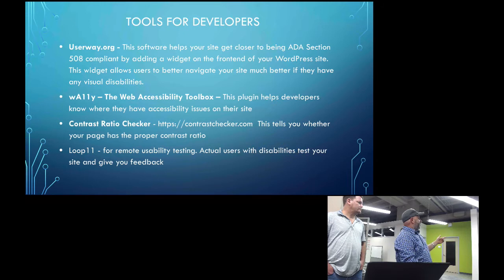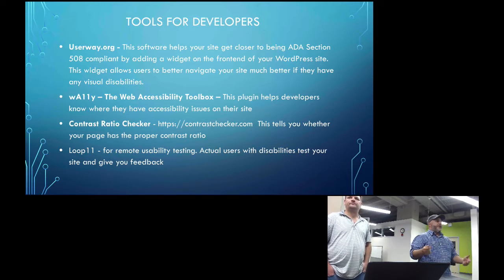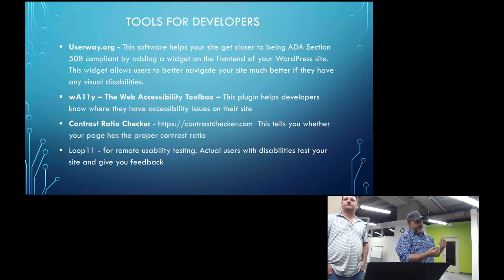We got the contrast ratio checker. It's just contrastchecker.com. It's very simple. You go there, you input the contrast of your background, and you input the contrast of your foreground, and it tells you whether you're compliant. It tells you whether you're level A compliant, AA compliant, or AAA compliant.